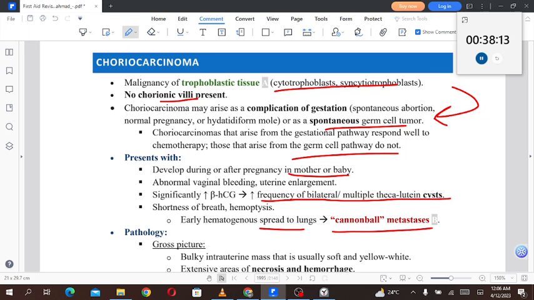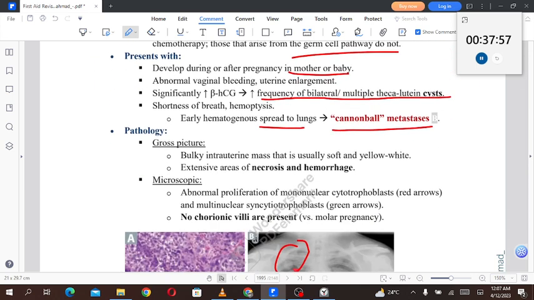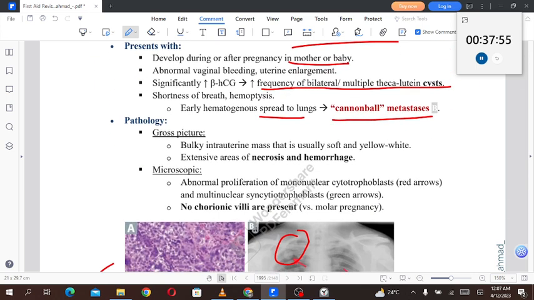Remember that, because it is a very important finding. Buzzwords like cannonball metastasis are very characteristic, and they often test you by giving these buzzwords, or maybe they can also give the x-ray, but they often give the buzzword in the Step 1 question stem. Then pathology, gross picture: a bulky intrauterine mass that is usually soft and yellow-white. Extensive areas of necrosis and hemorrhage can also be seen.